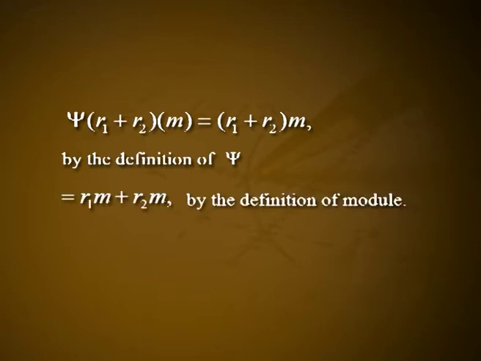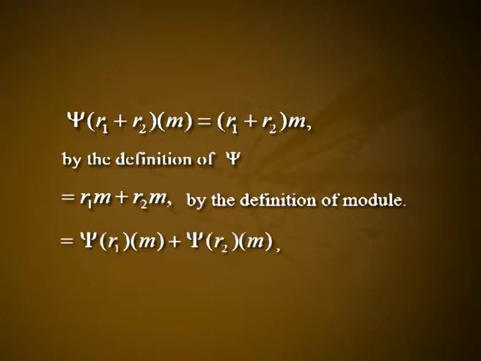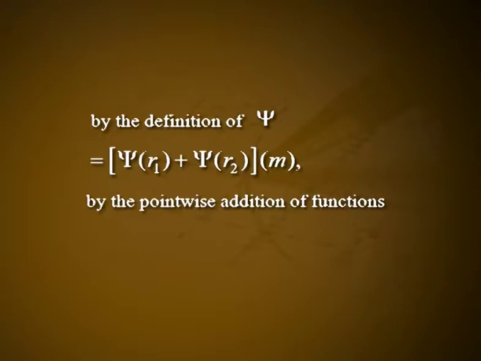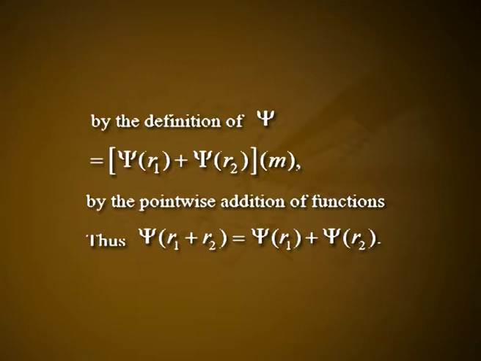To see this, let r1, r2 belong to R and m belong to M. We have psi(r1 + r2)(m) is equal to (r1 + r2)m by the definition of psi, which is equal to r1m + r2m by the definition of module, which is equal to psi(r1)(m) + psi(r2)(m) by the definition of psi, which is equal to (psi(r1) + psi(r2))(m) by the point-wise addition of functions. Thus, psi(r1 + r2) is equal to psi(r1) + psi(r2).